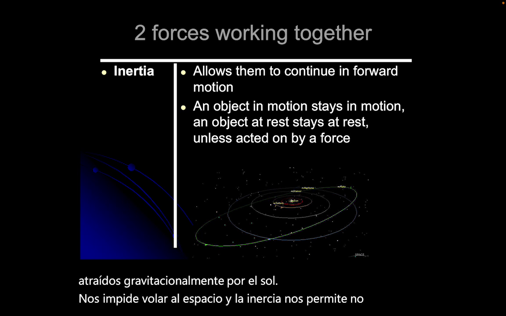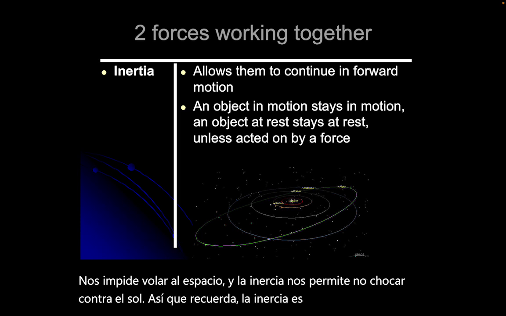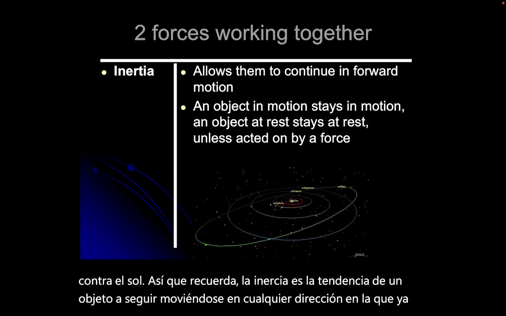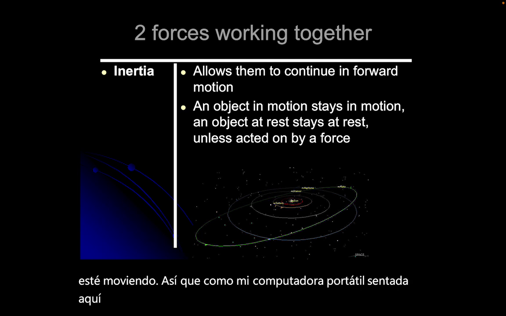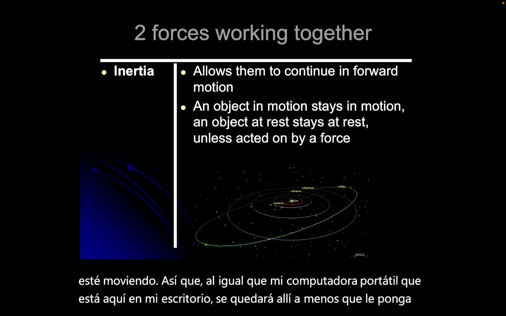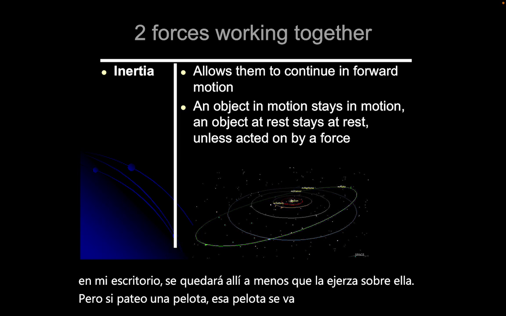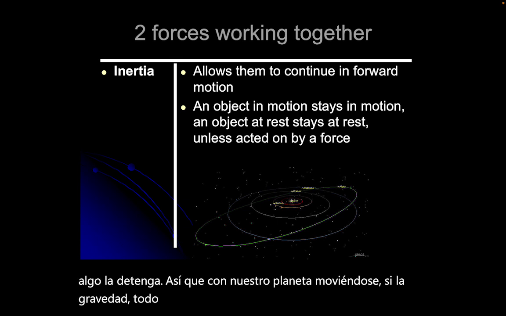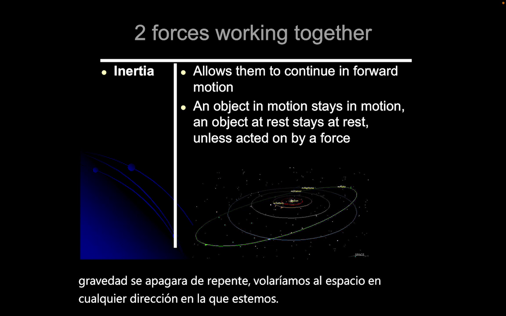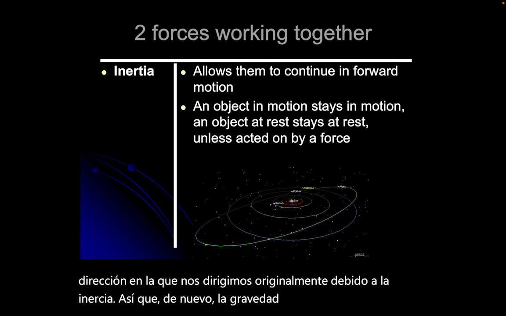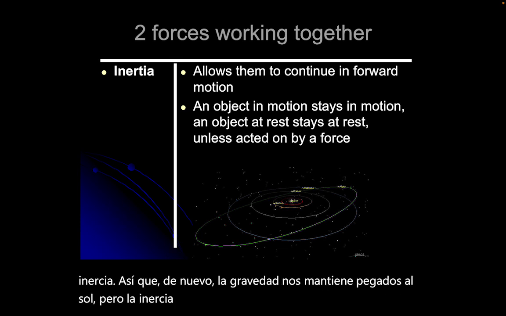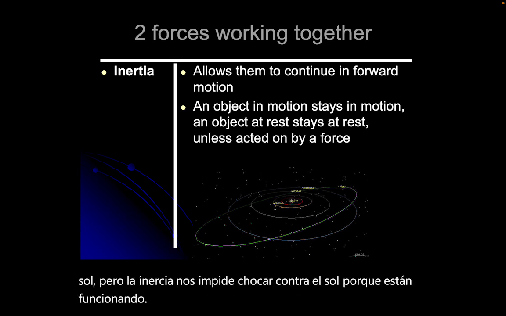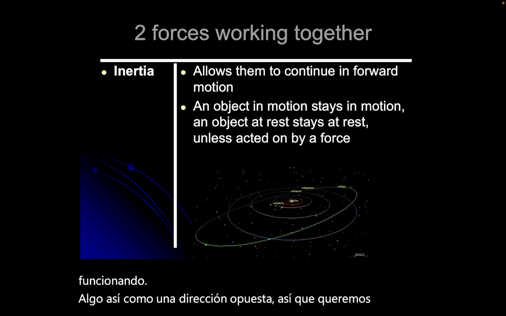Remember, inertia is an object's tendency to keep moving in whatever direction it is already moving. Like my laptop sitting here on my desk, it's going to stay there unless I put a force on it, but if I kick a ball, that ball is going to keep rolling until something stops it. So with our planet moving, if gravity all of a sudden turned off, we would fly out into space in whatever direction we were originally heading in because of inertia. So again, gravity keeps us attached to the sun, but inertia keeps us from crashing into the sun because they're working kind of in opposite directions. So we want both of those things together at the same time.